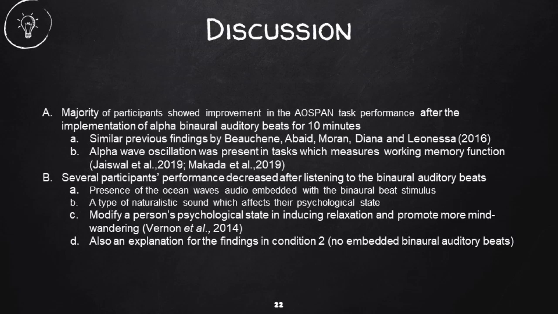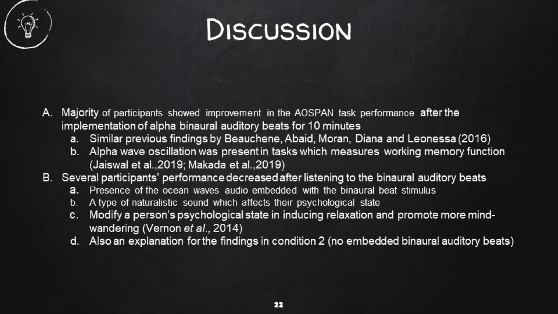This might be due to the presence of ocean waves audio embedded with the binaural beat stimulus, in which the former was more amplified than the latter due to the consideration of participants' comfort in listening to the stimulus. Ocean waves, which is classified as a naturalistic sound, may be more significantly perceived by the participants, which affects their psychological state.